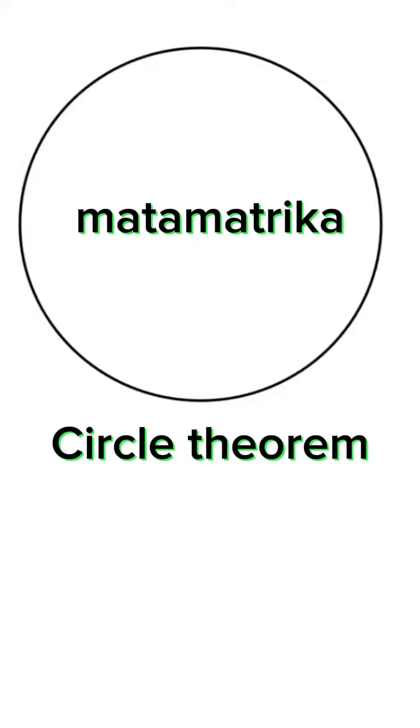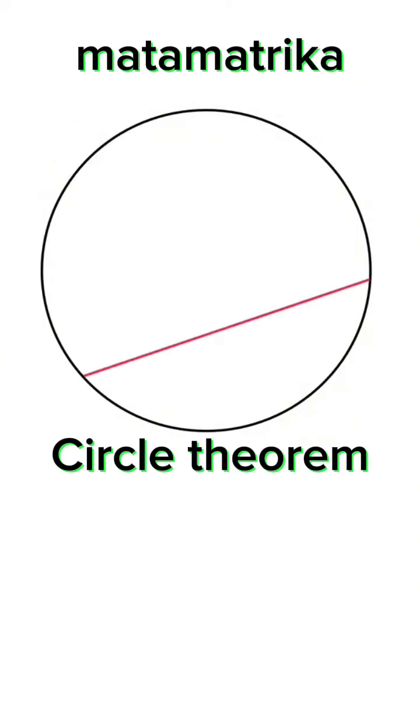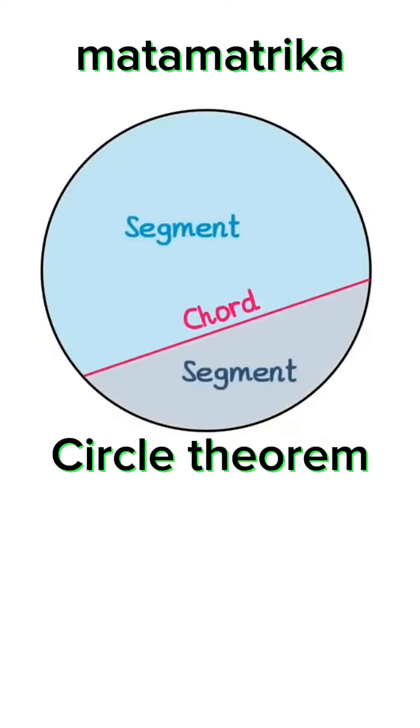And welcome to this video where we're going to learn about circle theorems. Before we do our first theorem, we're going to need to know the names of some key points of a circle. So if we draw a circle, and then draw a straight line that goes from one side of the circle to the other, this line is known as a chord. A chord will always split a circle into two segments. Here we have a segment at the top, and also a segment here at the bottom.